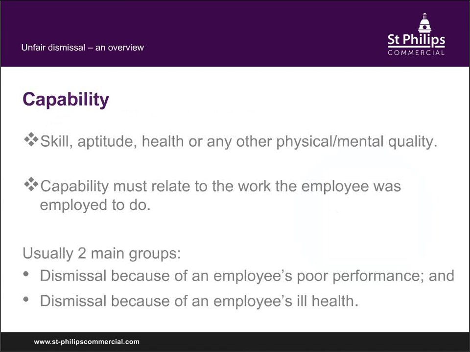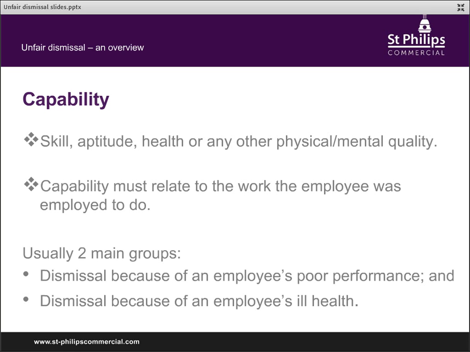So first up, capability. For the purposes of an unfair dismissal, capability should be assessed by reference to an employee's skill, aptitude, health, or any other physical or mental quality. The capability has to relate to the work that the employee was employed to do, but a dismissal can be fair even if the employee can still do part of their job. In practice, capability dismissals usually fall into two main groups. First, a dismissal because of an employee's poor performance, and secondly, dismissal because of an employee's ill health.